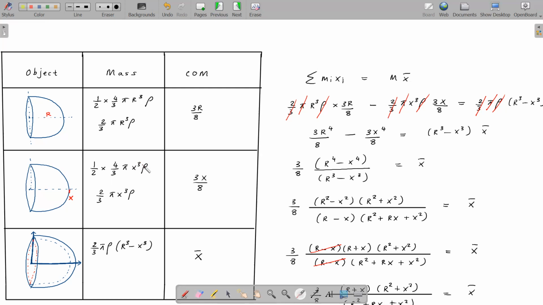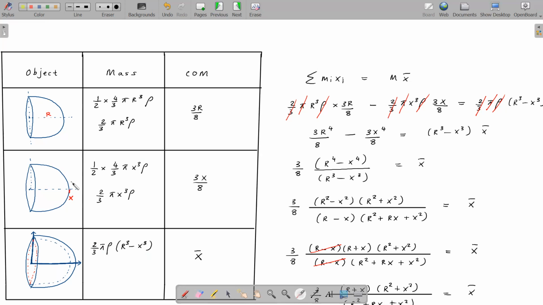So half of the volume and multiply by rho. In this case, the radius is x. Can you see? So it's going to be 2 over 3 pi x cubed rho. And then the mass of the resulting object, you will have to subtract, right? Because from the larger mass, you are removing this. So 2 over 3 pi r cubed rho, you subtract 2 over 3 pi x cubed rho. Right, guys? And this is the remaining mass.